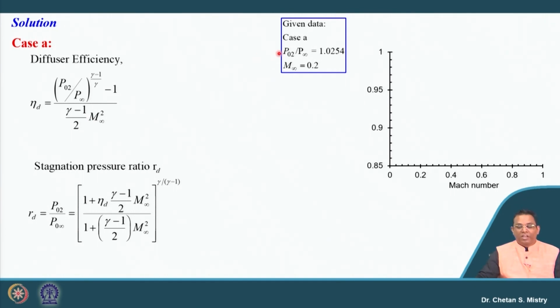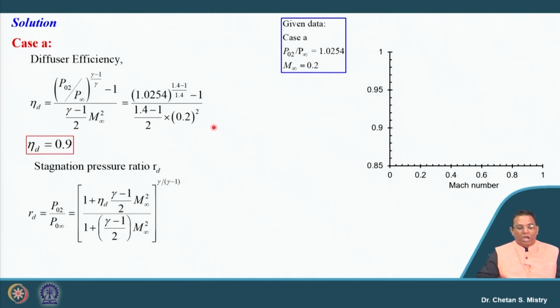The data available with us is P02 by P infinity given as 1.0254 and Mach number 0.2. Let us put these values. If I put my pressure ratio and Mach number as 0.2, I get my diffuser efficiency to be 90%, 0.9. Let me put this on the chart. Here the x axis represents the Mach number, and the y axis represents the diffuser efficiency. Now, we need to calculate the stagnation pressure ratio.